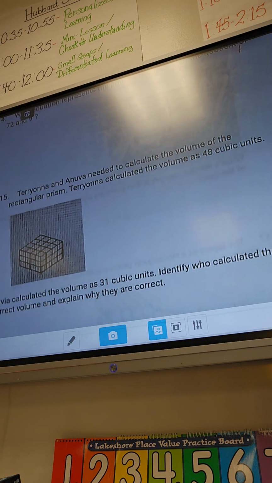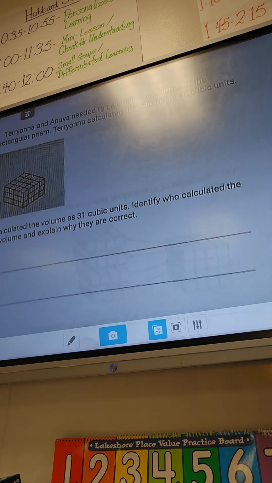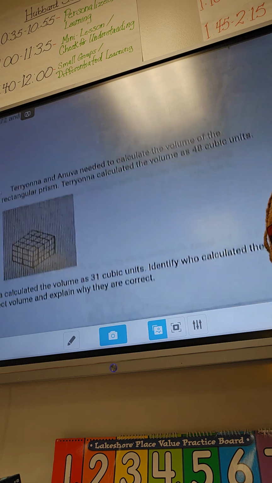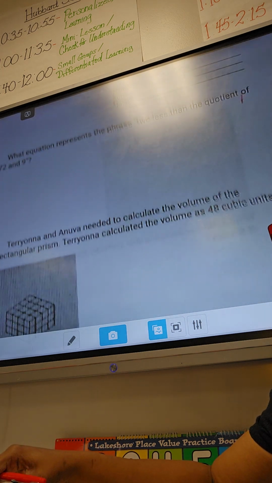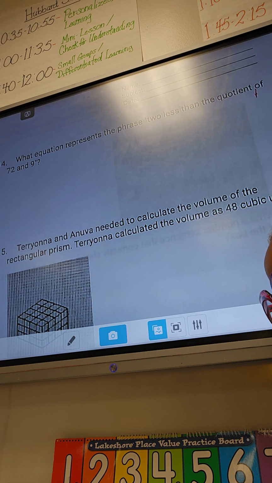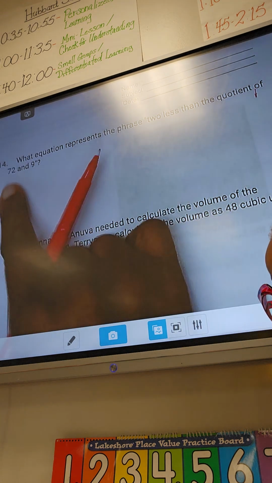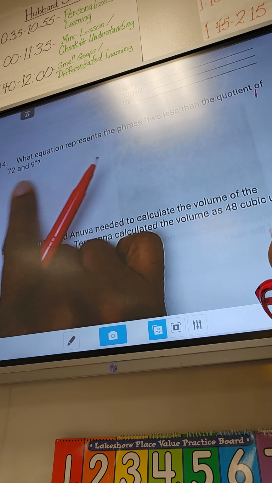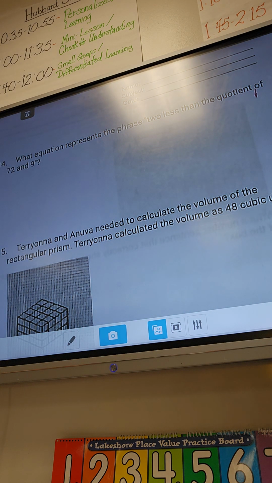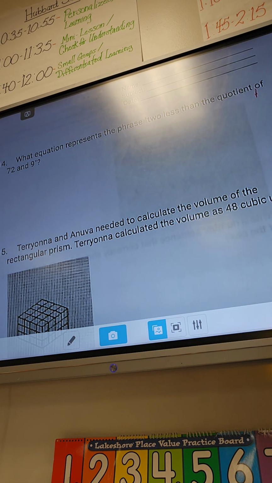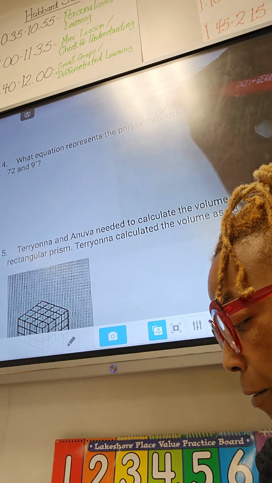All right, number 14. Number 14 says, what equation represents the phrase 2 less than the quotient of 72 and 9? That tells me those two go together. 72 and 9, peaches and cream. All right, here we go. 2 less, what operation? 2 less means to subtract.